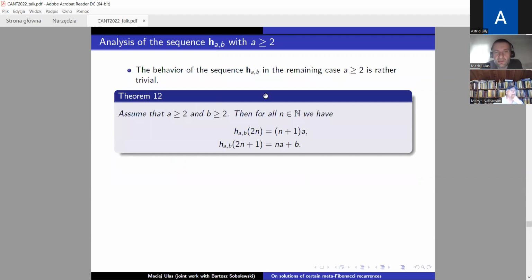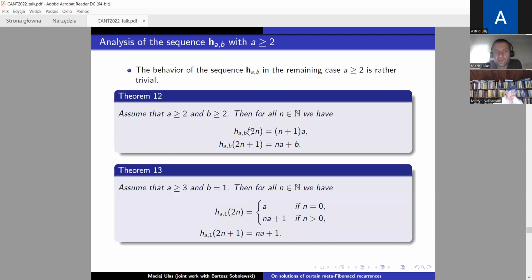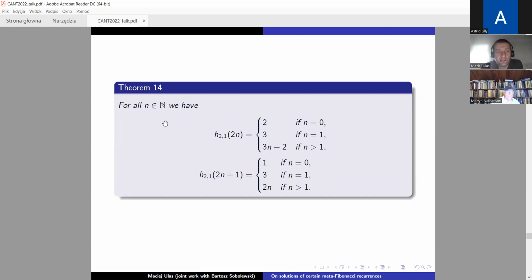So what is really nice is that in the case where a is greater or equal to 2, we can just easily compute the solutions in terms of the linear functions given here. So for example, if a is greater or equal to 2 and b is greater or equal to 2, then we have these simple expressions for the solutions, similarly for the case b equal to 1. And the last case is the pair a equal to 2 and b equal to 1. And again, we get something really, really simple.